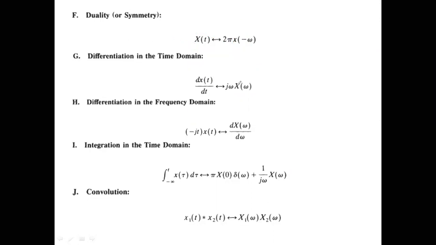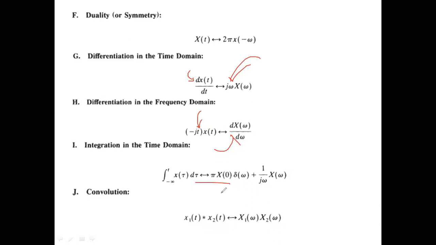One more thing: the moment you see an omega getting multiplied in the frequency domain, it is time to differentiate in the time domain. The moment you see a t getting multiplied in the time domain, it's time to differentiate in the frequency domain. If you divide both terms by minus j, you will get a j here. Then there is this spooky property, we'll see that when the time comes.